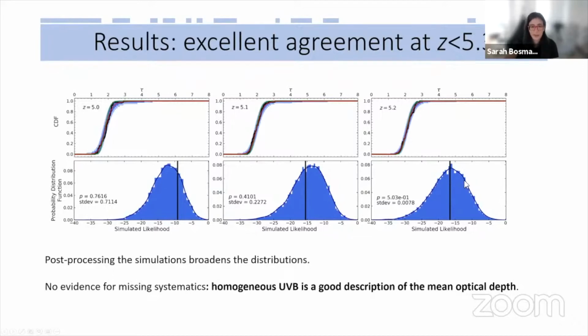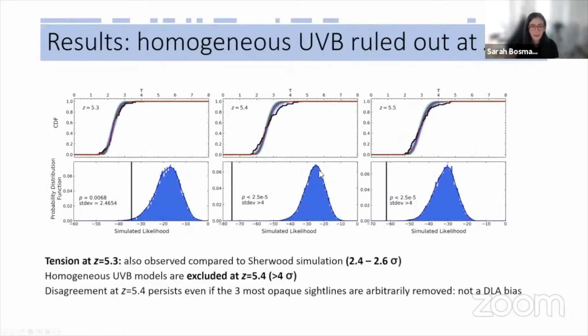So no signs of excess scatter at these low redshifts. We start to see tension at redshift 5.3, where our data has slightly too much width to it. It falls in the tail of what you would expect randomly. And then by the time we get to redshift 5.4, the observed data sets are strongly excluded by the models at our sampling limit of 4 sigma, as well as at redshift 5.5.